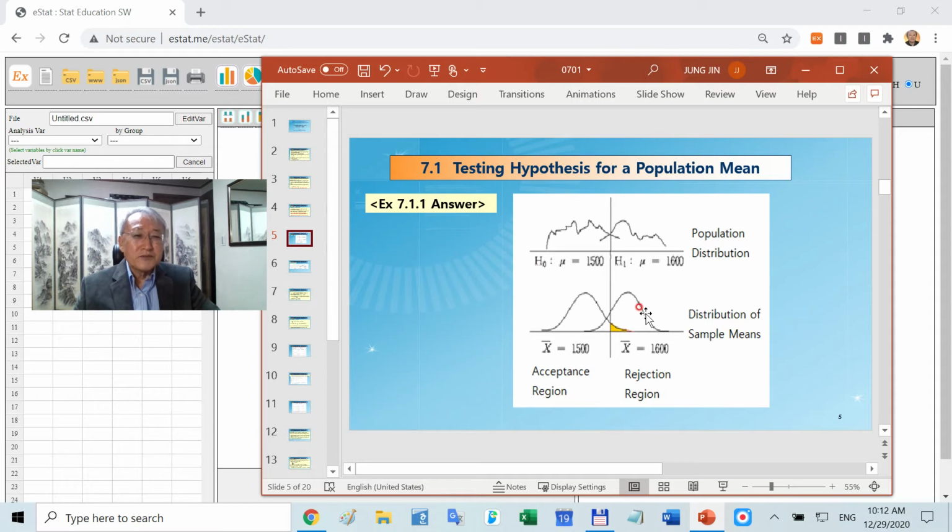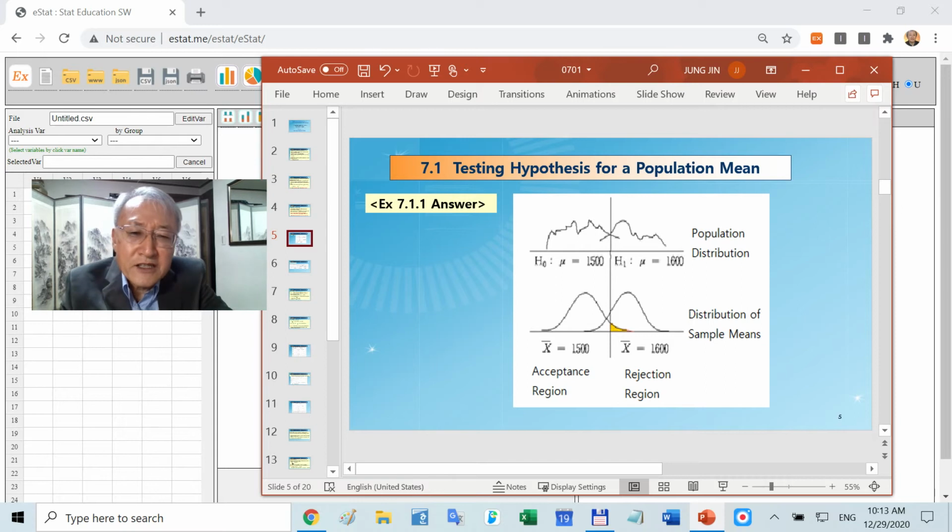Here's a situation. You have H0, H1. We want to set up some critical value. These are the sampling distribution of all possible sample means. It is a little exaggeration. It is a very skinny distribution, around 1500. This is a very skinny distribution, around 1600. If H0 is true, we expect this kind of normal distribution. Well, if H1 is true, we expect this is true.